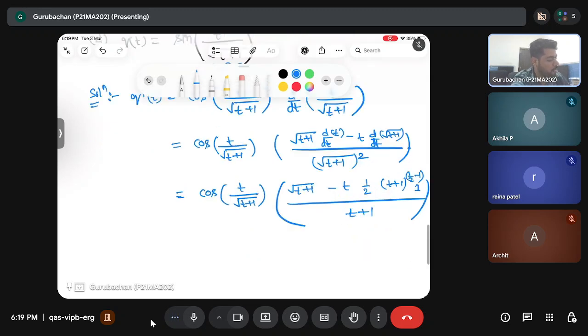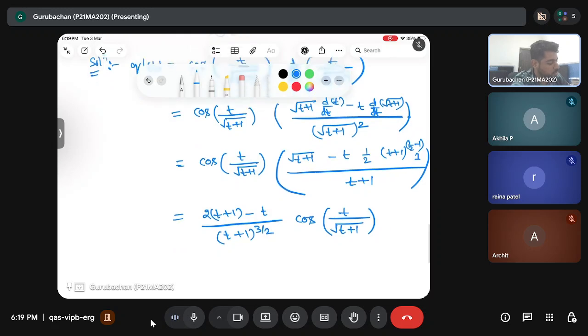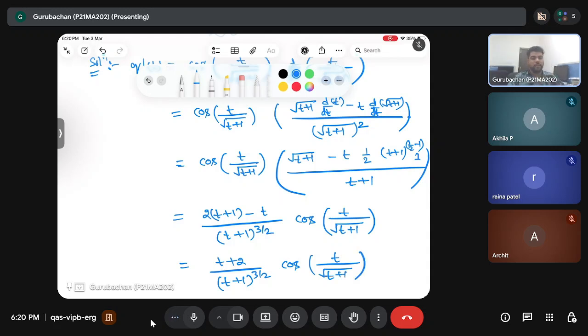So now let us simplify it a little. This will give you 2 times t plus 1 minus t divided by t plus 1 to the power 3 by 2, cos of t by under root of t plus 1. So this will give you t plus 2 divided by t plus 1 to the power 3 by 2, cos of t by under root of t plus 1. Is it fine?